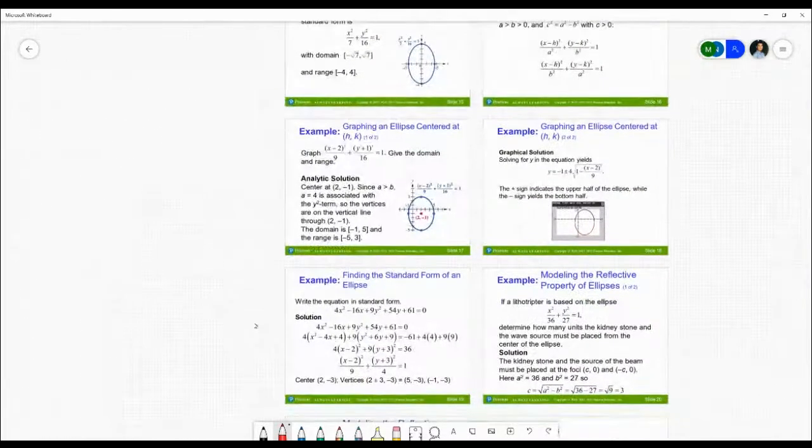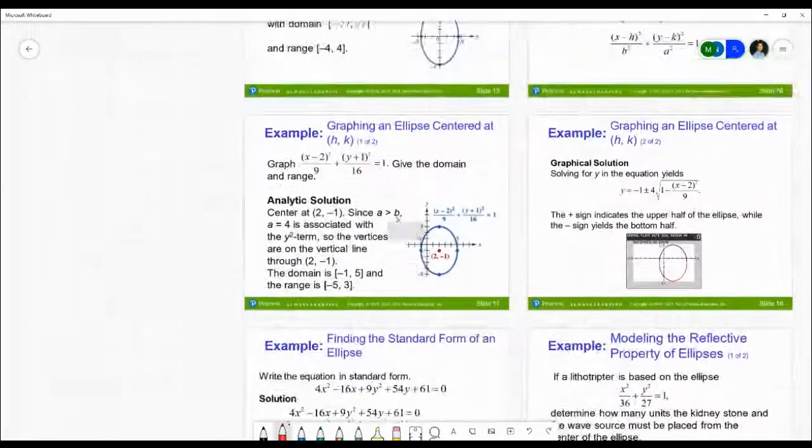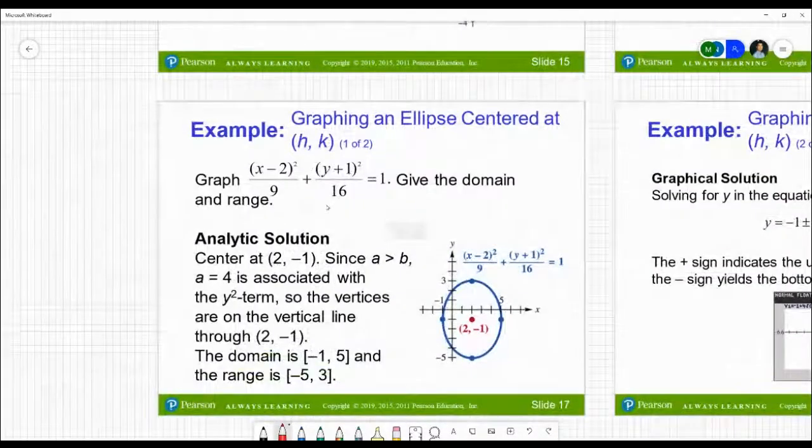Graph it anywhere? I'm sorry, were you asking me or mine to graph it? Oh, okay, anyway. Well, let's just go with them.